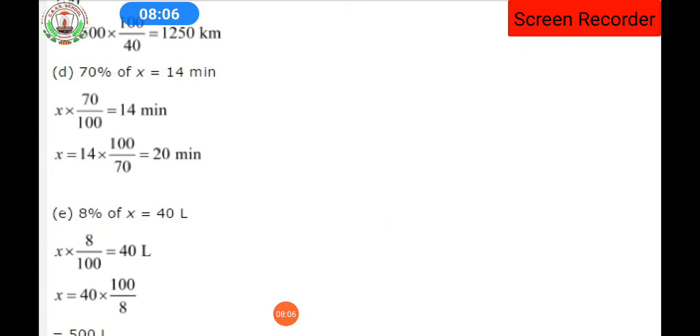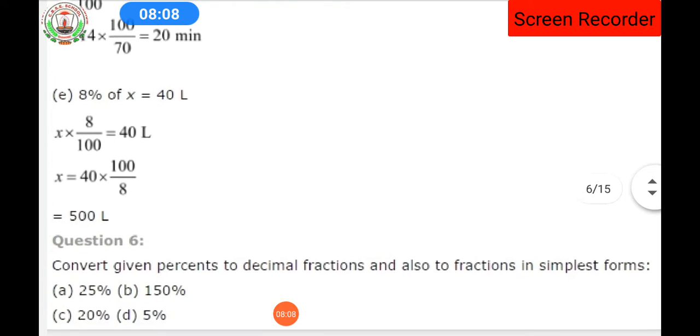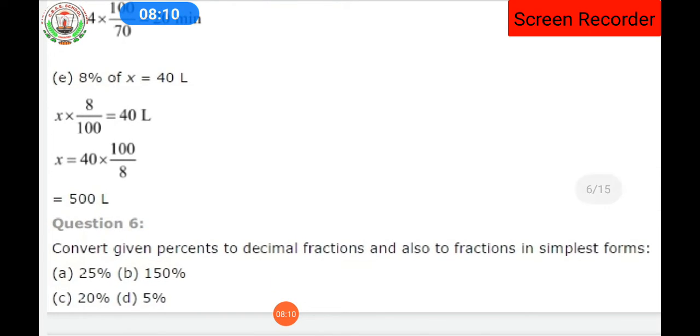Clear everyone? So in the same way you have to do the E part also. 8% of x is equal to 40 liters. So x is equal to 40 into 100 upon 8. So while doing the calculation you will get the required answer as 500 liters. Clear everyone?